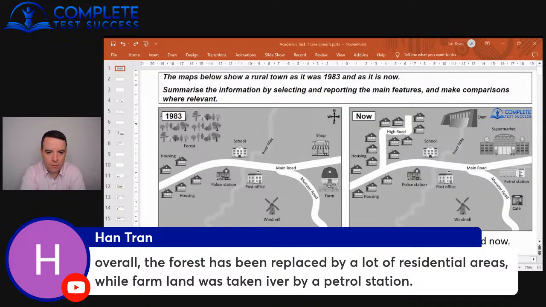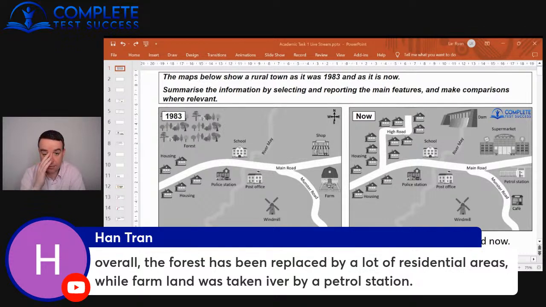And Chung, overall, the forest has been replaced by a lot of residential areas. That's too specific. While the farmland was taken over by a petrol station. And that's just a very small thing that happened. So in the overview, you're looking for general changes. These specific changes that you're mentioning are not appropriate for an overview. This is not how to write an overview. So look more generally at what happened.